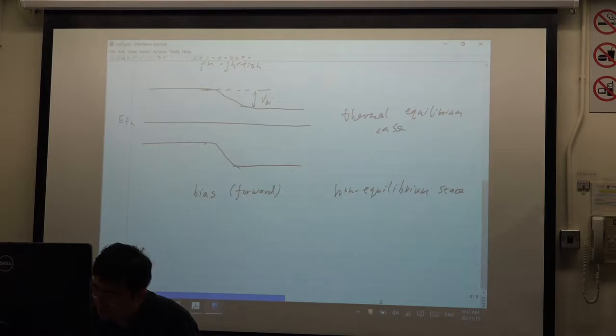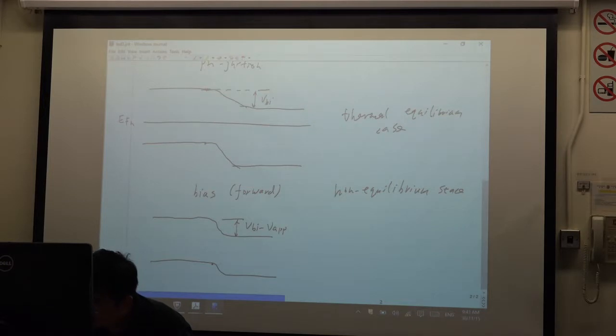Non-equilibrium. See what happened? This is quite interesting. At first, this will become narrow. Here, it's not V_BI, but V_BI minus V, where V is what we apply. This is the first change for the band structure. Another, the Fermi levels cannot align, right? So the P side is something like this. Go down.